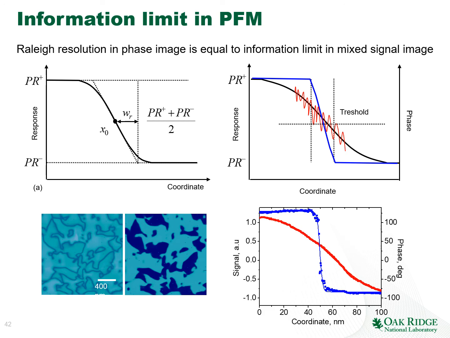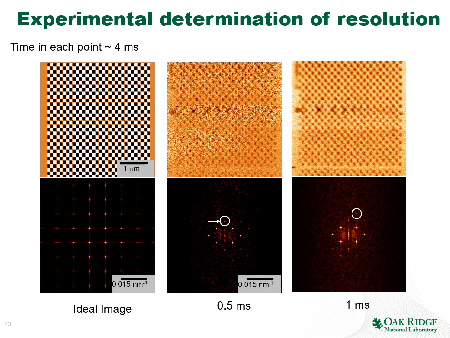Question is, can we measure these parameters experimentally? So in this case, we can show that the Rayleigh resolution, so the classical resolution, is simply the width of the domain wall. But the information limit can be determined as the width of the domain wall in the phase image. So the derivation is relatively straightforward, but here just take it for granted. Which basically means that we can experimentally measure the resolution if we create a pattern like this.